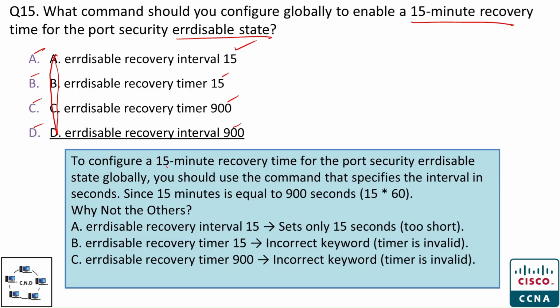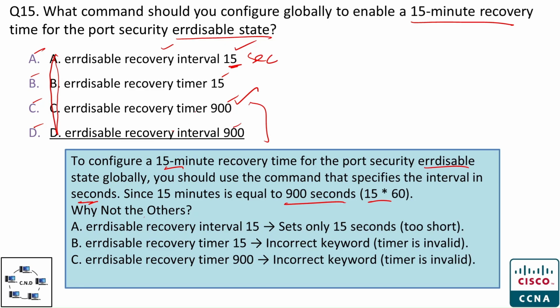To configure a 15-minute recovery time for the port security error disable state globally, you should use the command that specifies the interval in seconds. So this command takes the input in seconds. Since 15 minutes is equal to 900 seconds, that's why we will use the 900 number.